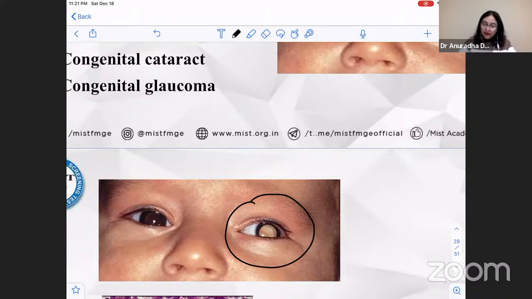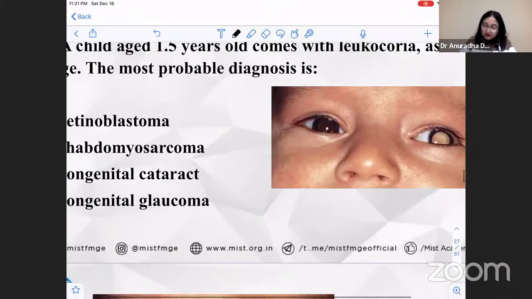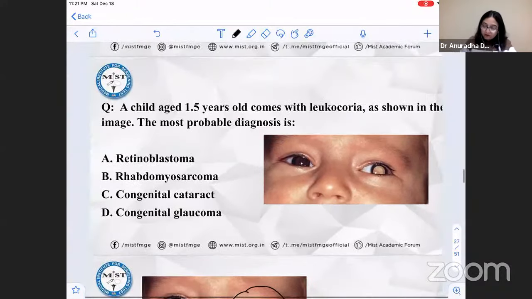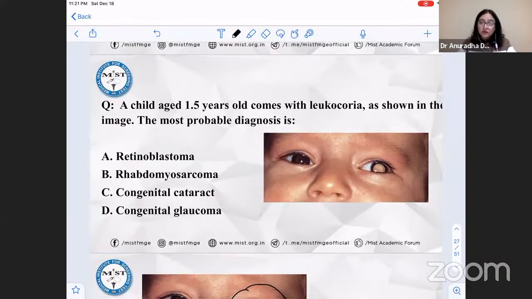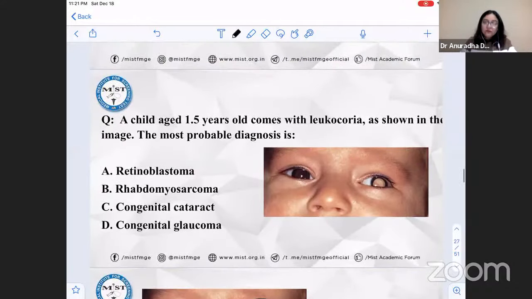Now, whether there was an additional statement of the Flexner-Wintersteiner rosette in this question is not known, but even based upon the information written here and going by the choices, we can mark the right answer. The choices were retinoblastoma, rhabdomyosarcoma, congenital cataract, congenital glaucoma. Congenital glaucoma, as you know, is buphthalmos, in which there will be a big-sized eyeball, hazy cornea, blue sclera. So this is not a case of that.